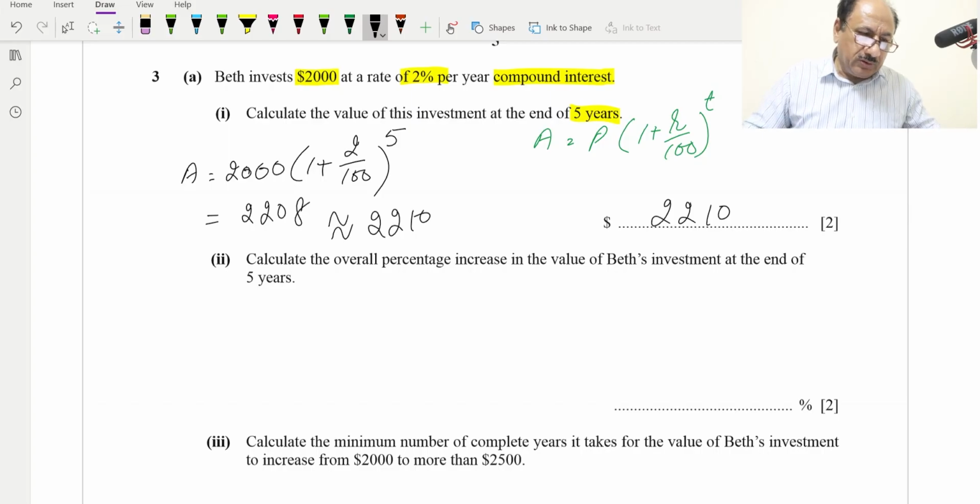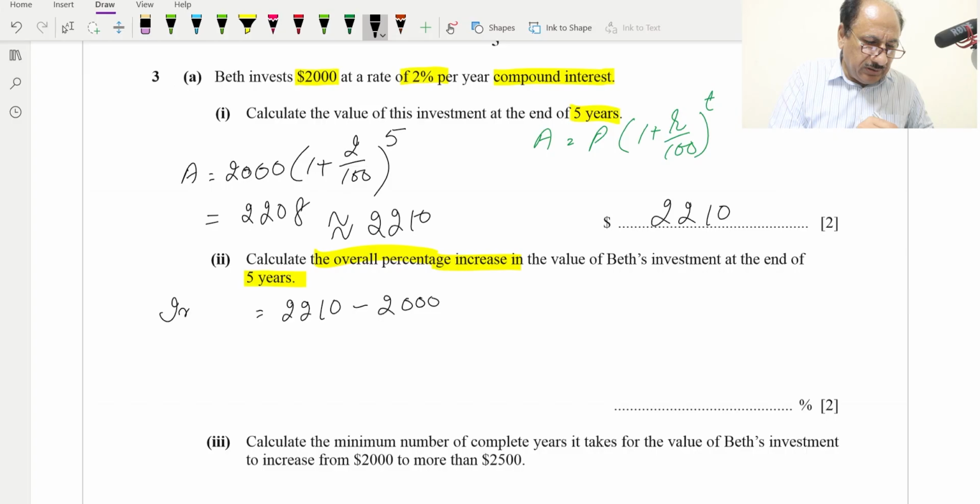Hopefully you got this. Now second part, calculate the overall percentage increase in the value of Beth's investment at the end of 5 years. Now percentage increase is required. How much is the increase? We calculate it as 2210 minus the original amount, which is 2000. So this is basically the increase, and the increase is 210.